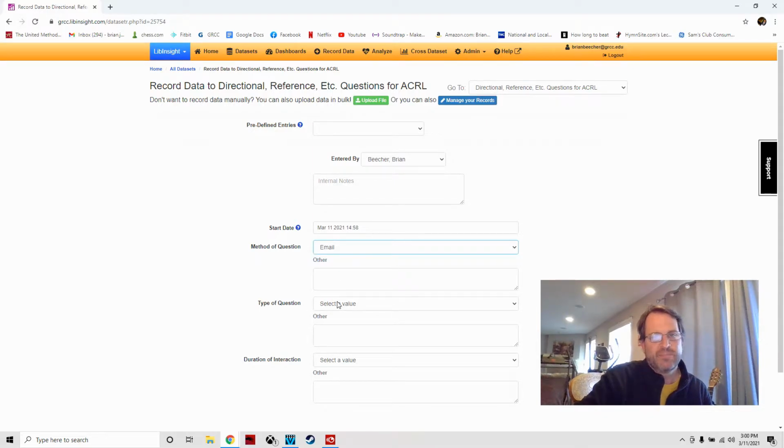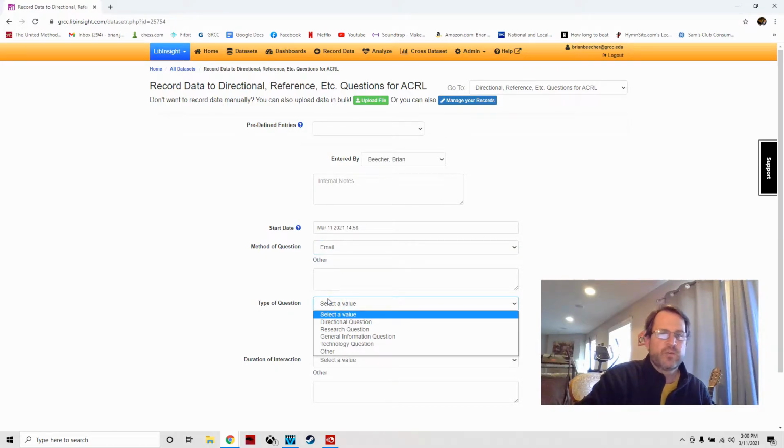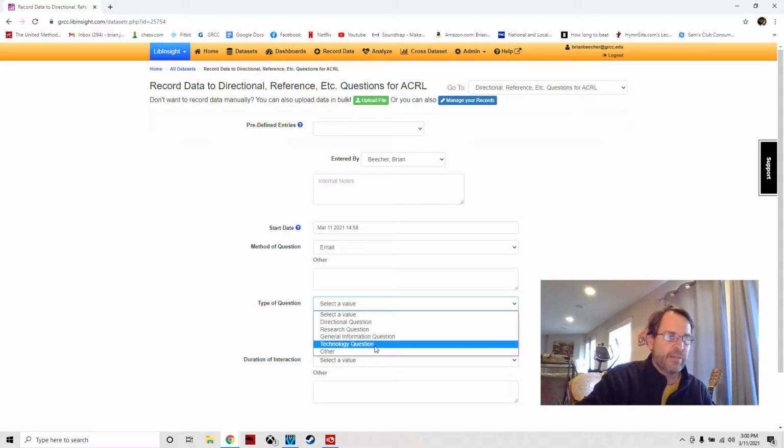Okay, the type of question. So this is where it gets a little interesting. Now, this one was about a laptop, so obviously that's a technology-related question. So technology questions would be, how do I log into Blackboard? How do I get into the online center? How do I use the copy machine? Can I scan? The printer's not working. How do I print? Those types of questions that are specifically for technology.